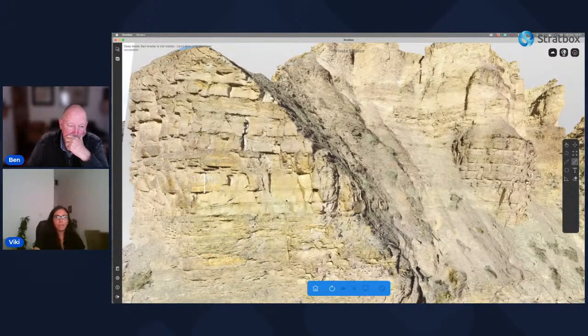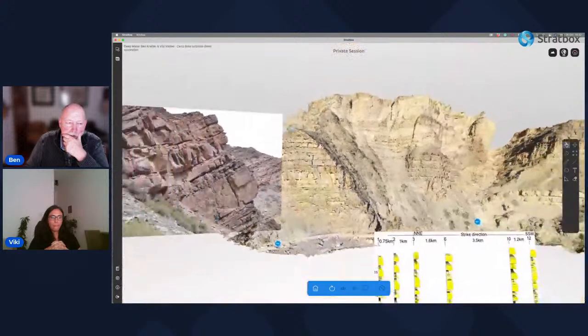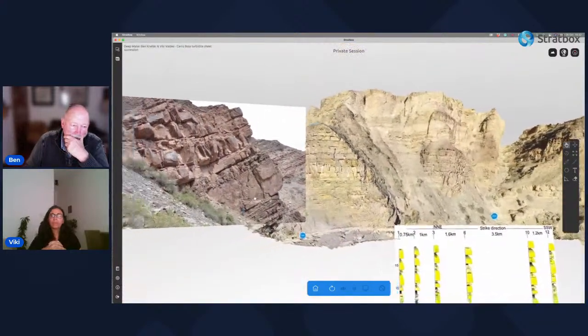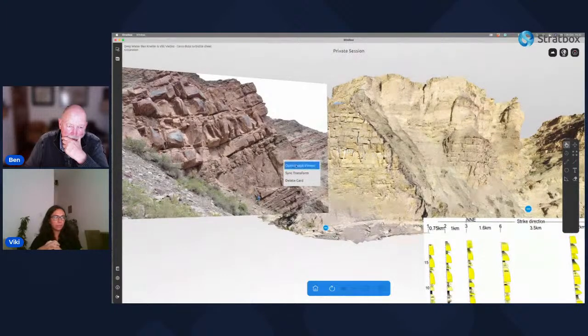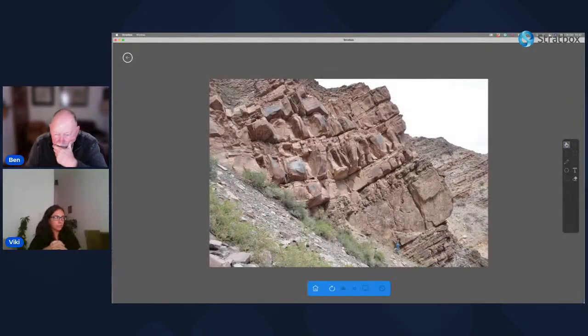So that's over a meter. That's over a meter. So we're looking at beds which are a meter plus in thickness. And some are substantially thicker than that. So you see a human being for scale here. I think this is actually Vicky.